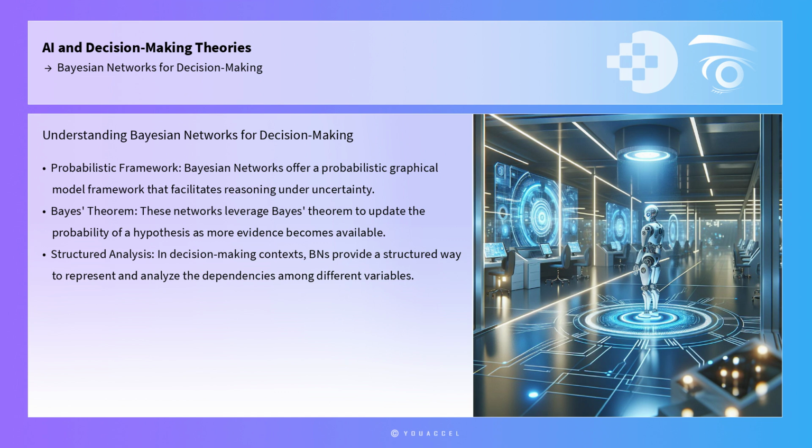Bayesian networks are powerful tools for decision making, offering a probabilistic graphical model framework that facilitates reasoning under uncertainty. These networks leverage Bayes' theorem to update the probability of a hypothesis as more evidence becomes available. In decision-making contexts, BNs provide a structured way to represent and analyze the dependencies among different variables, helping professionals make informed decisions even when data is incomplete or uncertain.